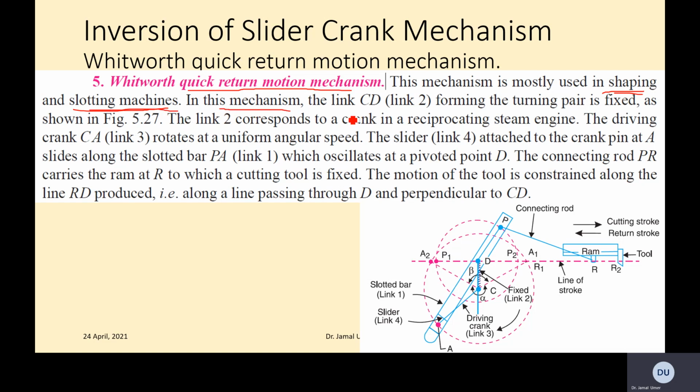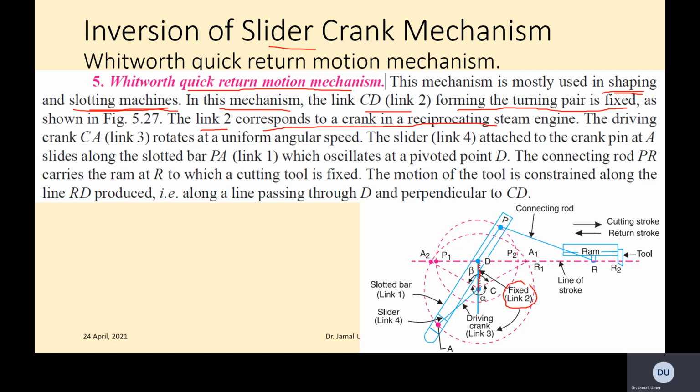So what is it in this mechanism? Link CD. So we got link CD. This small length here, CD, is also called the fixed link. So this is link 2, forming the turning pair, fixed as shown in the figure. The link 2 corresponds to the crank in a reciprocating engine. So you see now this is the inversion of the slider crank where we are fixing the crank of the reciprocating system.